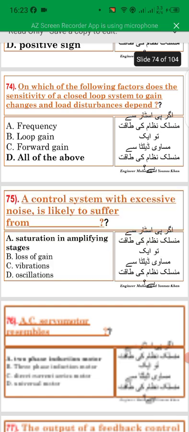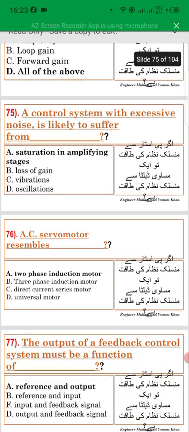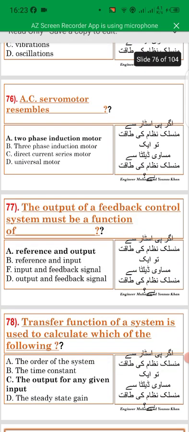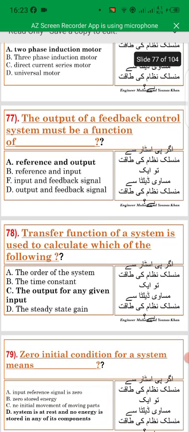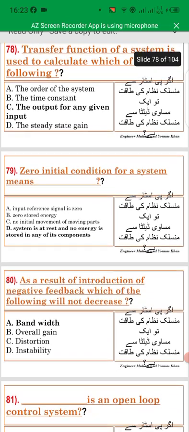On which of the following factors does the sensitivity of a closed loop system to gain change and load disturbance depend? Frequency, loop gain, forward gain, all of the above. A control system with excessive noise is likely to suffer from saturation in amplifying stage. AC servo motor resembles two-phase induction motor. The output of feedback control system must be a function of reference and output. Transfer function of a system is used to calculate the output for any given input.